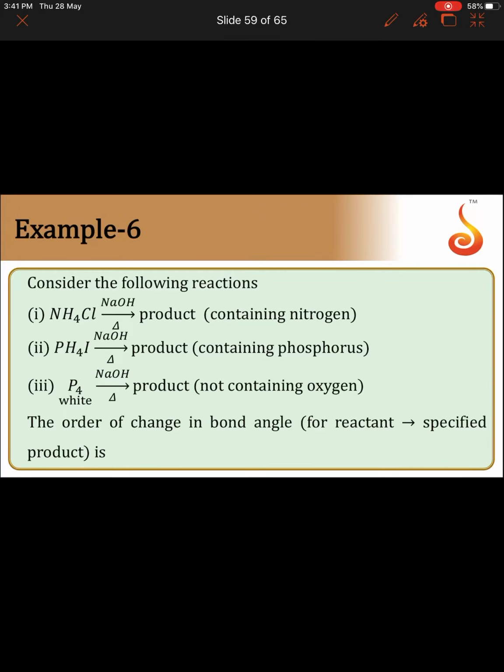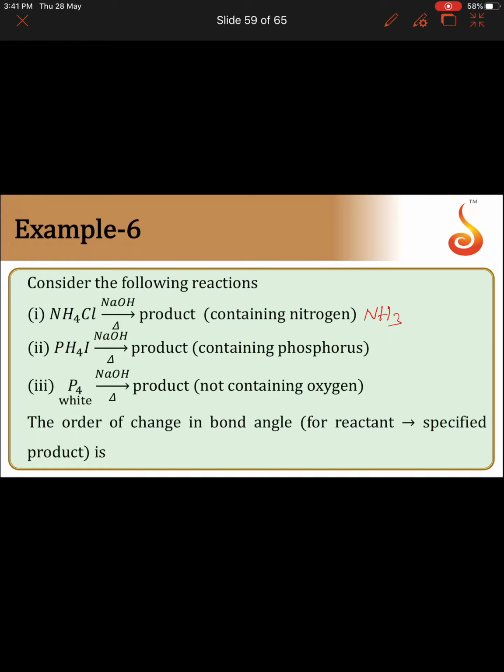Consider the following three reactions. The order of change in bond angle for reactant to specified product is: first, NH4Cl on heating with NaOH is forming the product containing nitrogen. That product containing nitrogen is NH3.